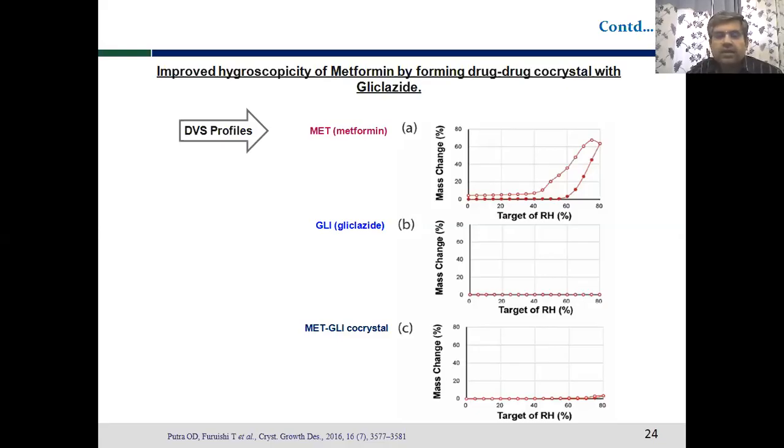So metformin is a highly hygroscopic material, but when you design a co-crystal of metformin with gliclazide, you can see the hygroscopicity behavior improves drastically. It does not pick up a significant amount of moisture even at 80% RH. This is one good example wherein the hygroscopicity of metformin was decreased by creating a co-crystal with another drug, that is gliclazide.